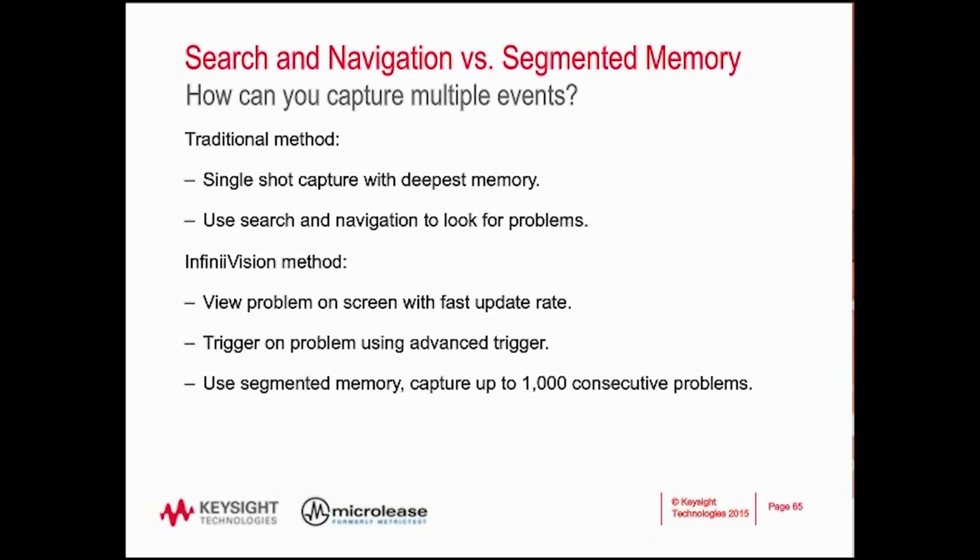So while we do offer the traditional method, we decided to take a different spin to solve that kind of problem. If you're looking for multiple events, what we're going to say is if you can view the problem on the screen with a fast update rate and trigger on it using advanced triggers, we can give you up to 1,000 consecutive events based on that trigger condition. And now you can go back and look at basically a replay of the last 1,000 times a particular trigger occurred. So pretty cool. So let's take a quick look at what that means for you.